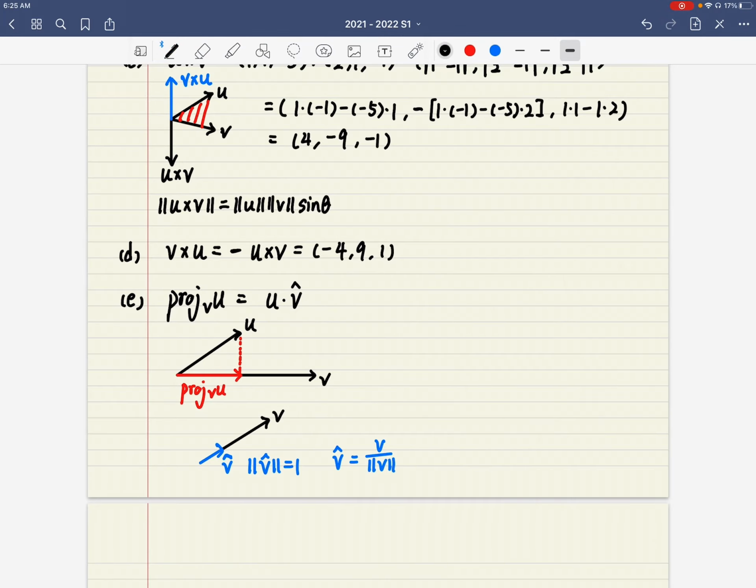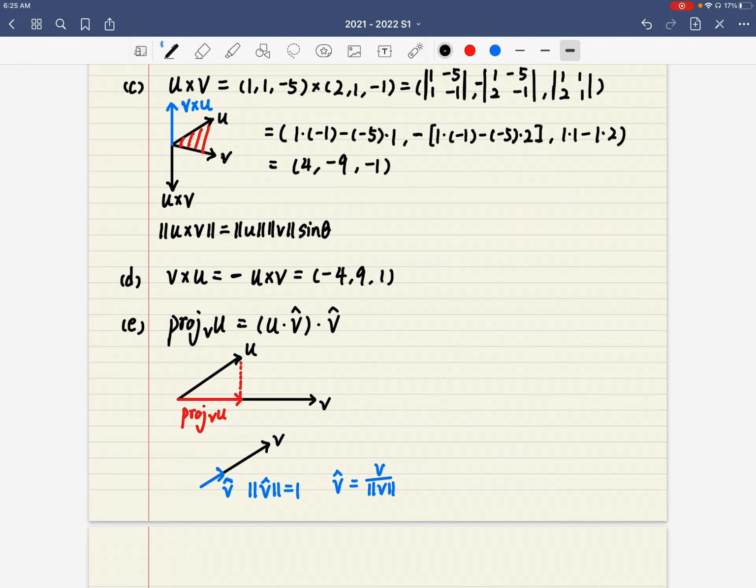So it's U dot V hat, times V hat. Okay, U dot V hat times V hat. So let's finish the calculation here. U dot V hat, right? V hat is just V over the length of V. And then the result, multiply V over the length of V.